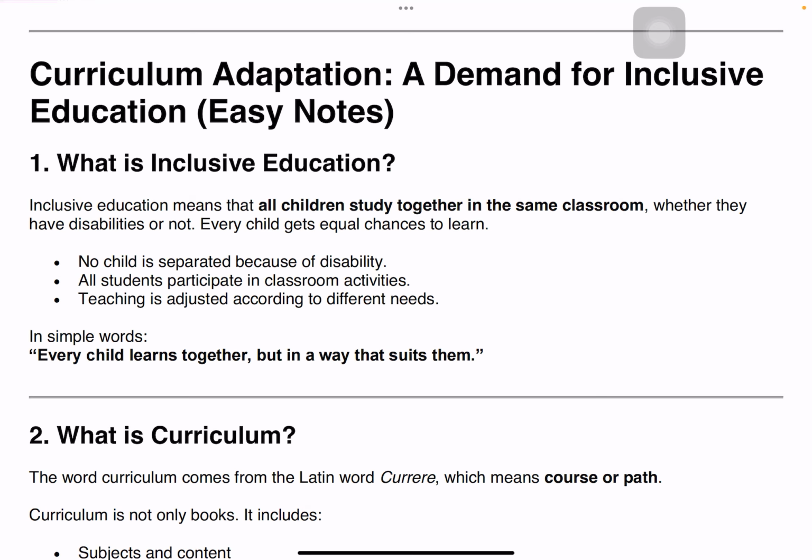What is inclusive education? Inclusive education means all children study together in the same classroom whether they have disabilities or not. Every child gets equal chances to learn. No child is separated because of disability. All students participate in classroom activities. Teaching is adjusted according to different needs. In simple words, every child learns together but in a way that suits them.